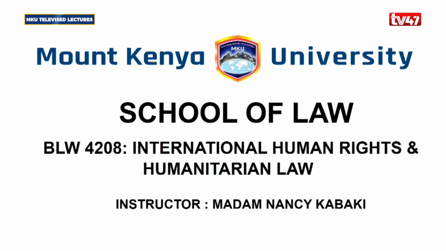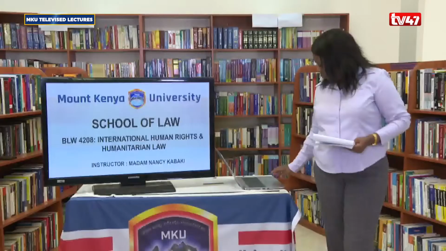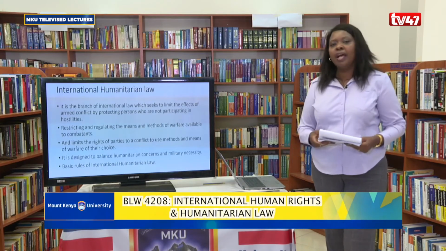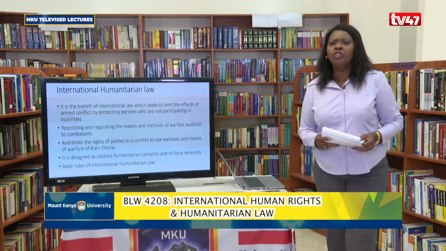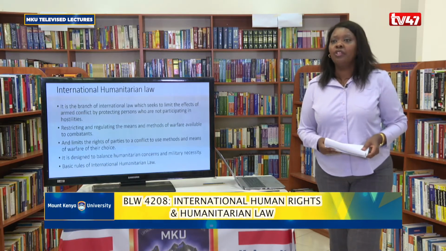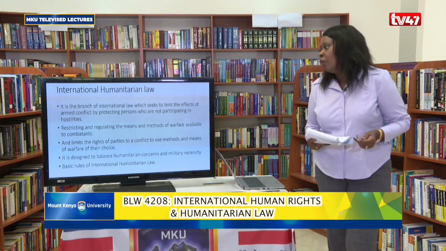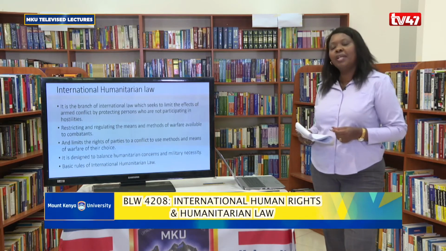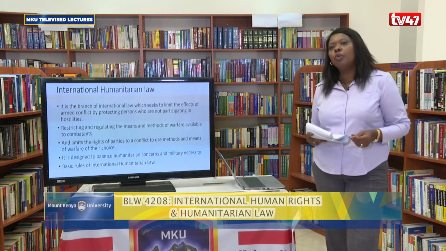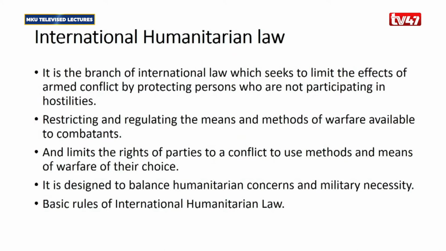Today we are going to continue looking at what is humanitarian law. Last time we had a look at the fundamental principles of international humanitarian law. We saw that humanitarian law is that branch of law which seeks to limit the effects of armed conflict by protecting persons who are not participating in hostilities. So it is important to know who the people participating in hostilities are and how they can be protected. How does international humanitarian law do this? We saw, by regulating the means and method of warfare.